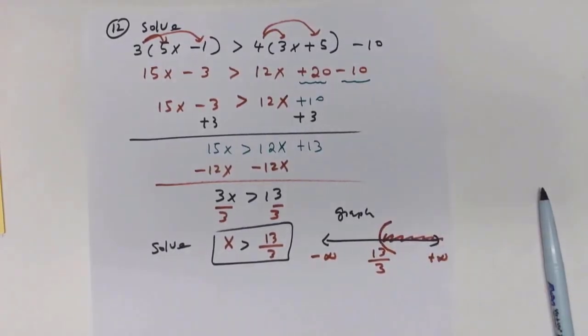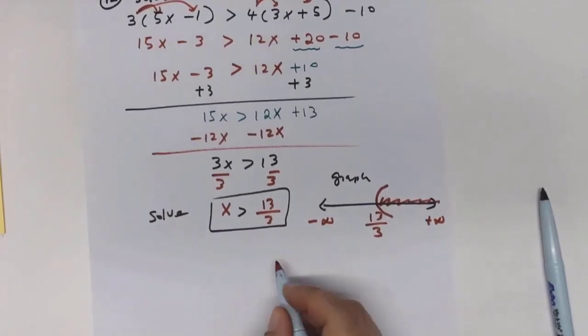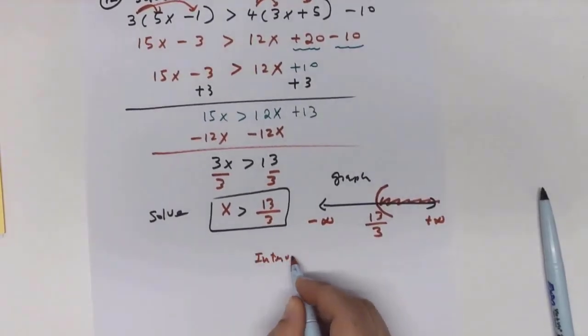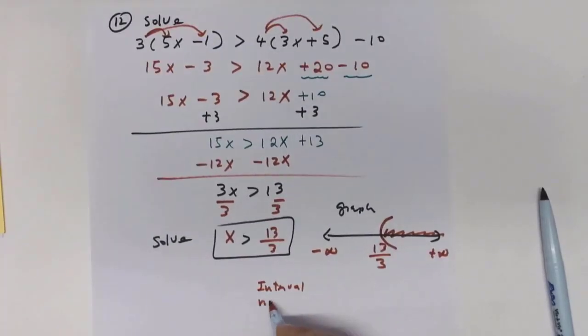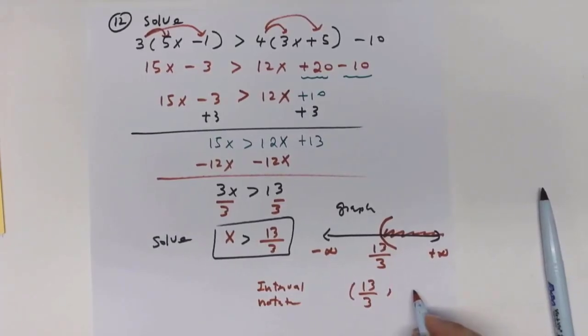Are we okay? Aiden, you okay? All right, interval notation starting with 13 over 3 parenthesis, comma, positive infinity. Okay, look at these two again, see if you have any question. Those are the inequality ones.